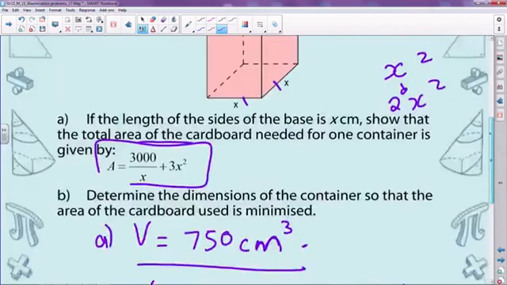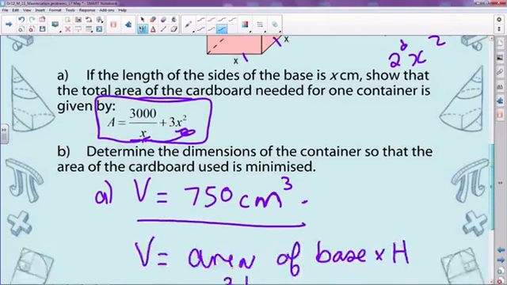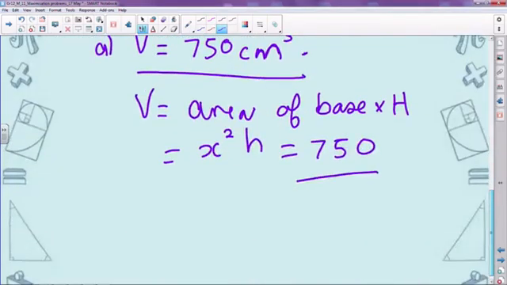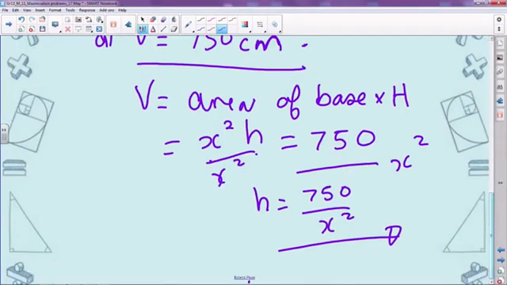And the reason I want to start there, if you look at what you've been asked to show, you've been asked to show that the area is 3,000 divided by x plus 3x squared. What you'll notice there is that there's no h. So that already tells me I need to get rid of the h. And this formula for volume helps me to do that. Because if x squared times h is equal to 750, the height in terms of x will be 750 divided by x squared. So I divide both sides by x squared, and I get an expression for the height, which is going to help me when I'm working out the area of this shape.